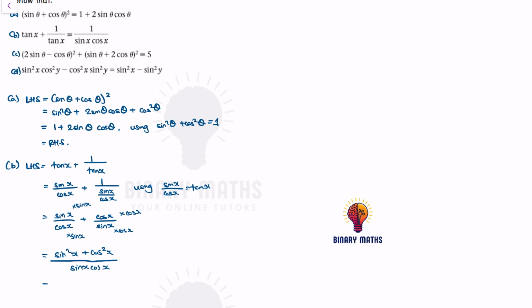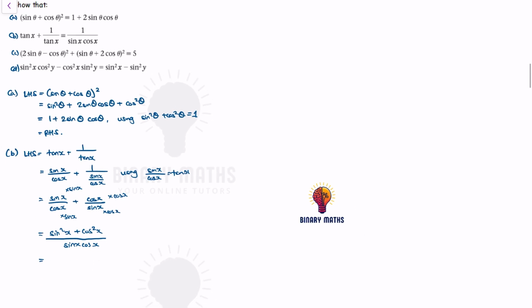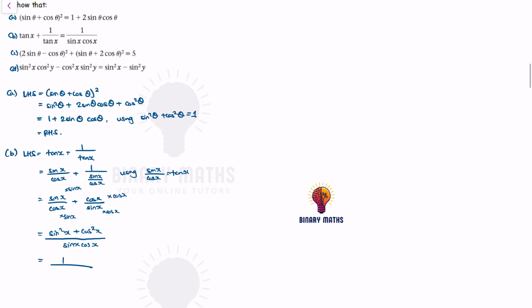But I know this sine squared x plus cos squared x is just 1. So it's just 1 over sine x cos x, which is, using sine squared x plus cos squared x is equal to 1, just the right hand side. So we're proving that one.